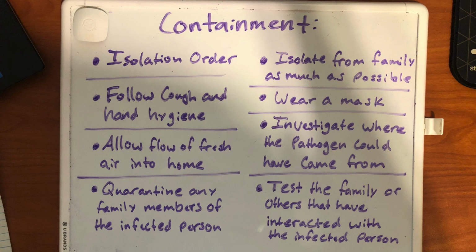Fifth, we have isolate the family as much as possible from the infected person to prevent giving it to that family. Sixth, we have wear a mask. It is always best to wear a mask so you can prevent you and your family from possibly spreading tuberculosis. Seventh, we have investigate where the pathogen could have come from to possibly further contain the infection. And eighth, we have test the family and others that have interacted with the infected person and follow the containment rules for any positive tests.